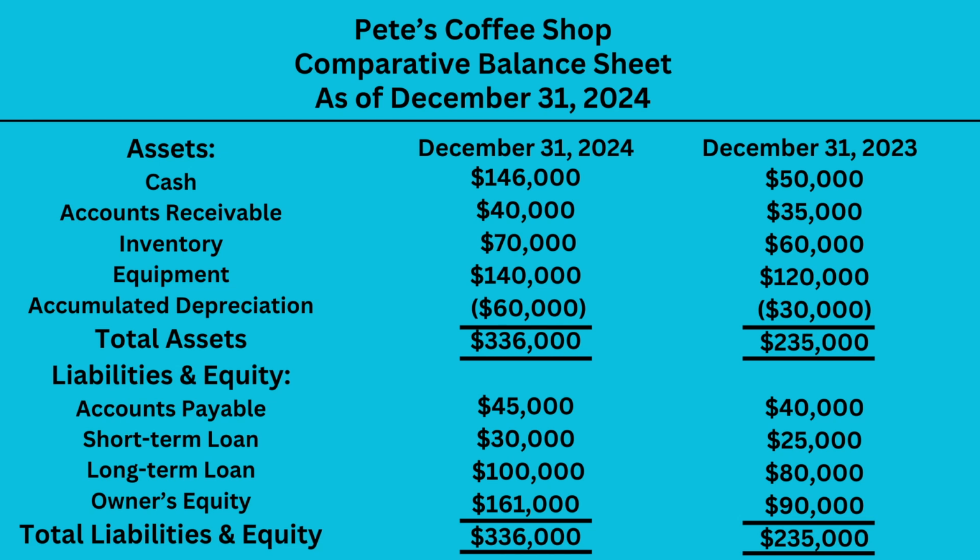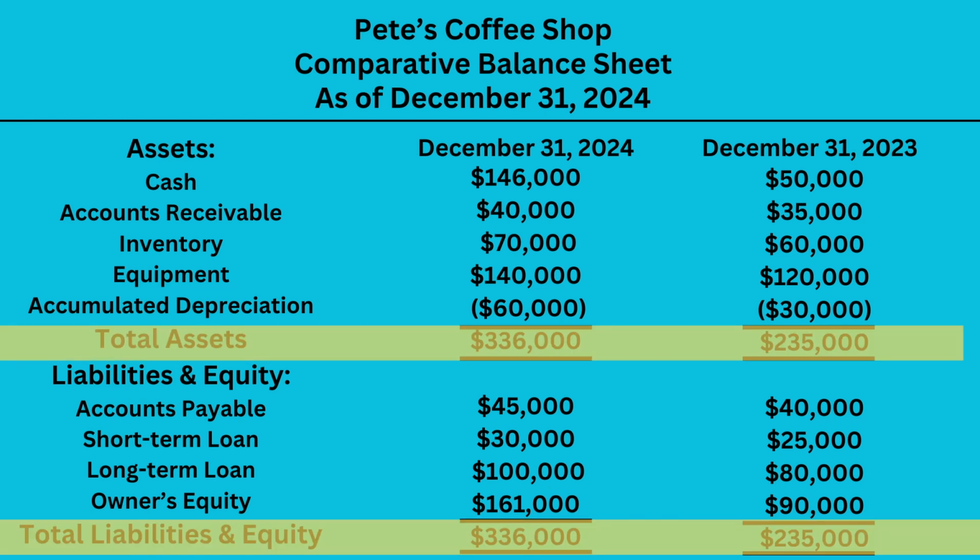We can see that throughout the period, Pete's Coffee Shop increased its assets and liabilities, which is generally a good sign. However, we want to do a deep dive and figure out by how much and by what percent each account grew. This will give us insight into which accounts have been growing or losing value and why, which will inform decisions going forward. Calculating the changes in value is easy.